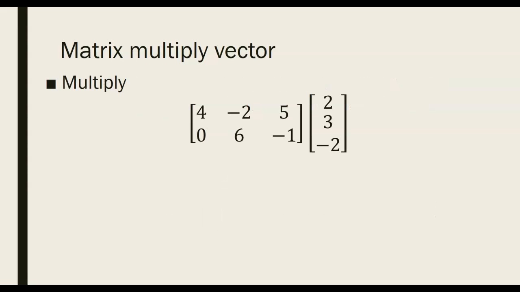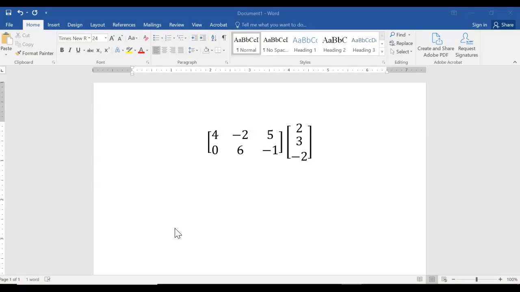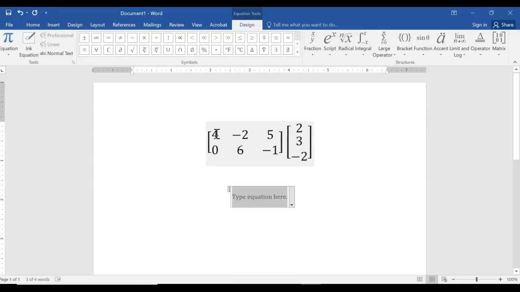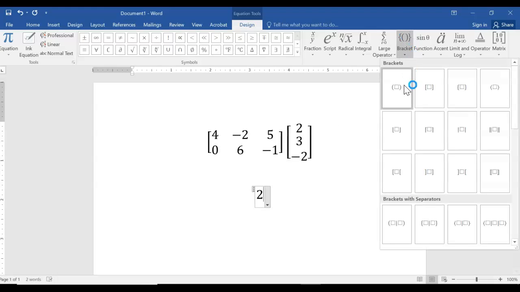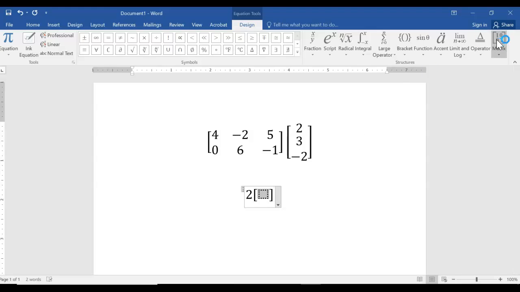So let's actually compute the following matrix times vector. So we have the matrix you can see here is 4, negative 2, 5, 0, 6, negative 1, and the vector is 2, 3, negative 2. All right? That is in the Word document. Okay, so what we're going to do is take this scalar 2 and multiply it times the vector 4, 0. So we take 2 times the vector 4, 0.